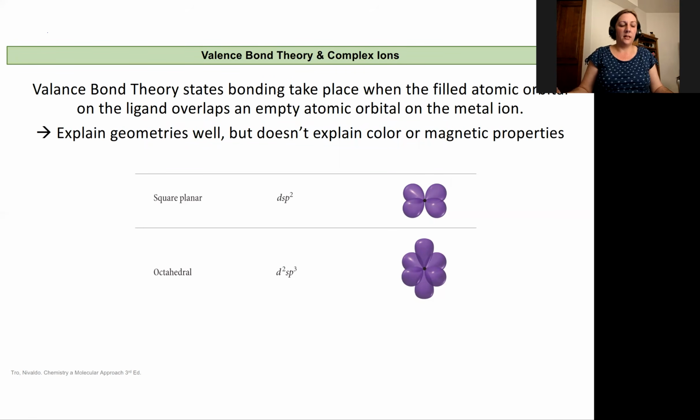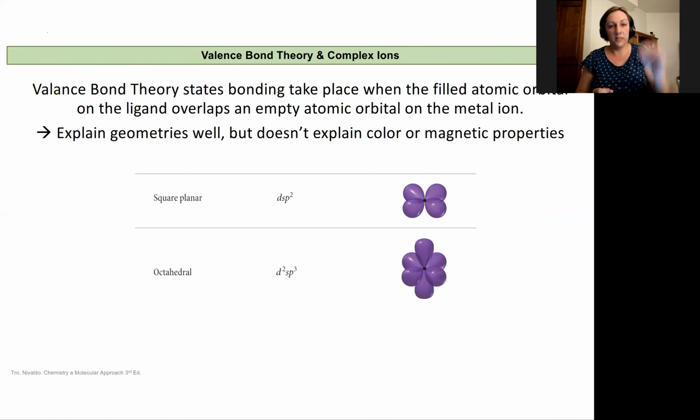Valence bond theory states that bonding will take place when filled atomic orbitals on the ligands of our coordinate covalent compounds overlap with the empty atomic orbital of that metal ion, and that overlap creates the bond. That explains geometries very well for our coordinate covalent compounds. But it doesn't explain the colors that we see from these compounds or their magnetic properties. So it's not a complete picture, even though it does describe well that formal bonding that's taking place.